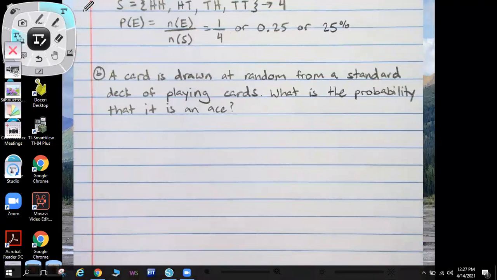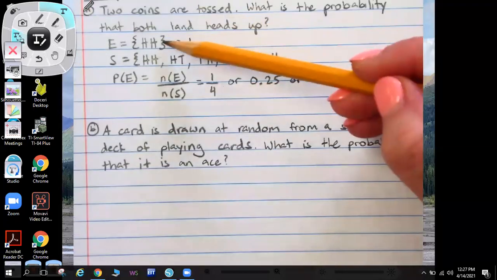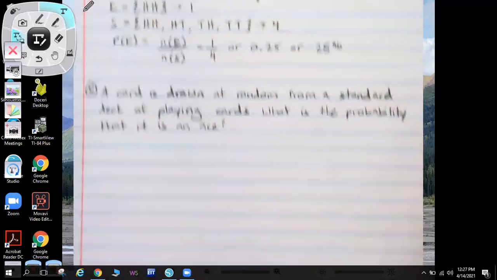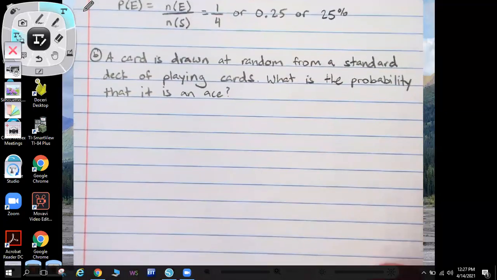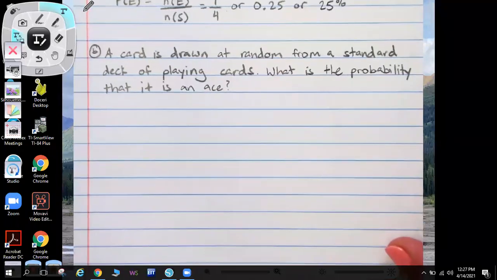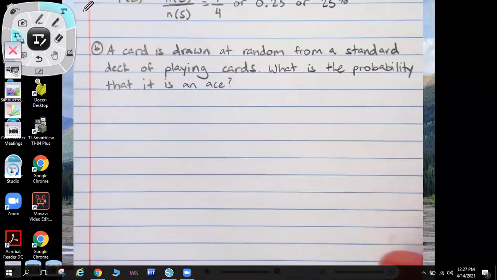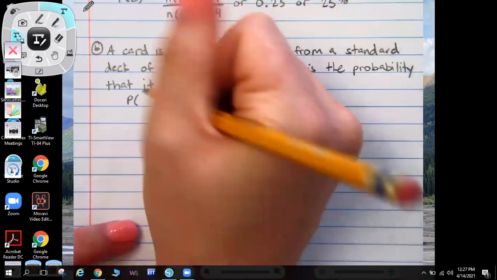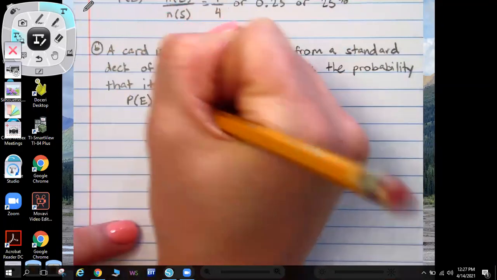Okay, part B says a card is drawn at random from a standard deck of playing cards. What is the probability that it is an ace? Rather than listing all of the possible outcomes for this event, we're not going to do that for this one. It would take quite a while to list all of the cards in a deck. I think we can do it without listing everything, so let's just look straight to the probability.